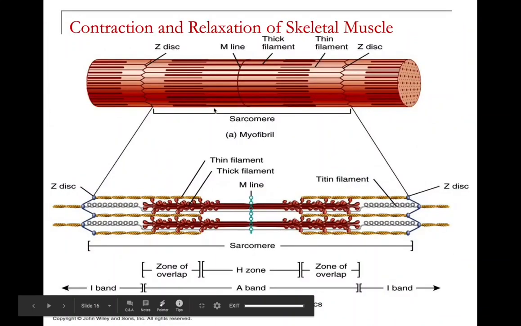When we look at contraction and relaxation, you'll notice here that these fibers are partially overlapping. What's going to change when the muscle is contracted is you're going to have more overlap of the fibers. They're going to slide past each other. None of the fibers actually shorten.